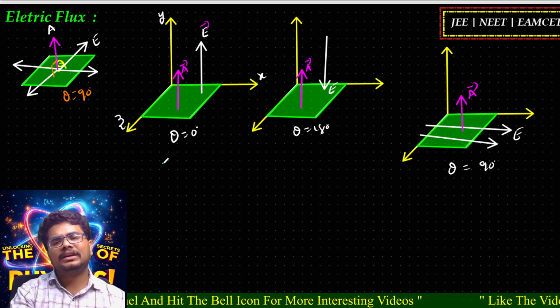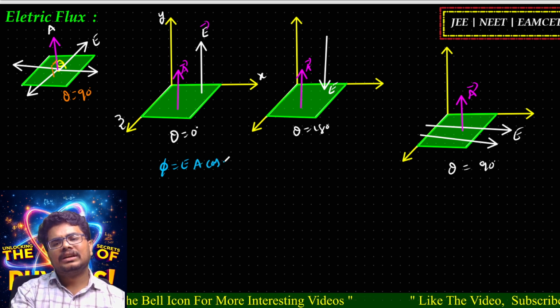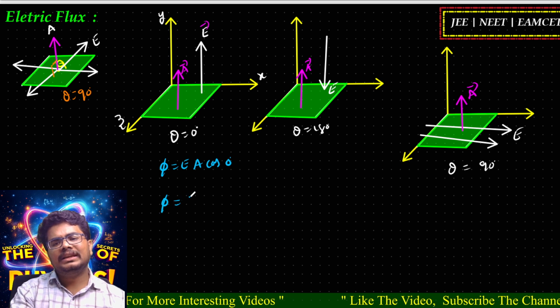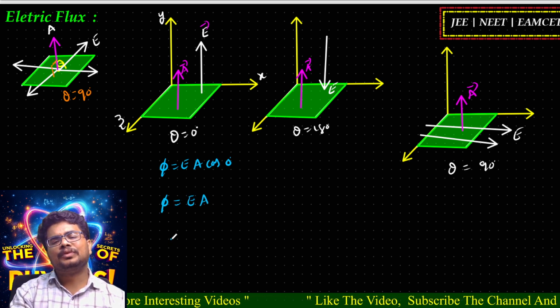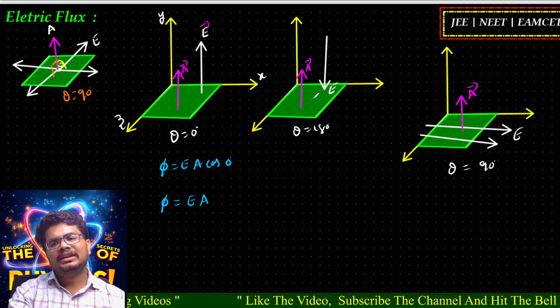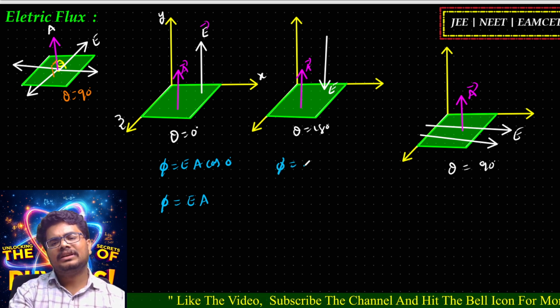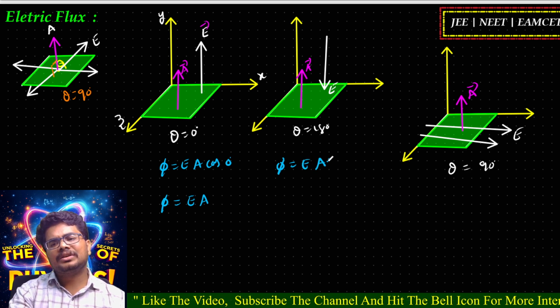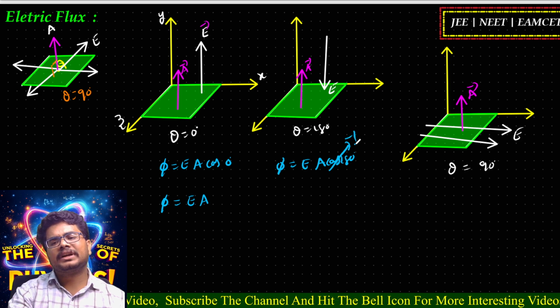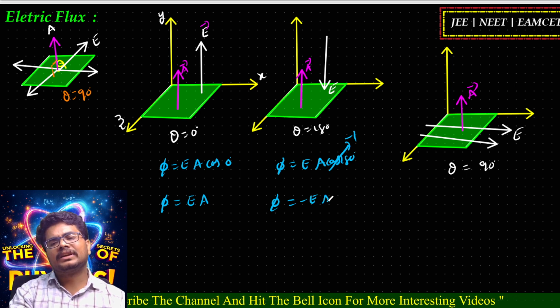What is the flux formula? Flux equals EA cos theta. Theta value is 0, so flux equals E into A. I got the positive value. If the electric field is entering the sheet, the area vector is outward, as I am choosing. So what is the flux? Flux equals EA cos 180. Everyone knows cos 180 is minus 1. So flux equals minus E into A in this case.